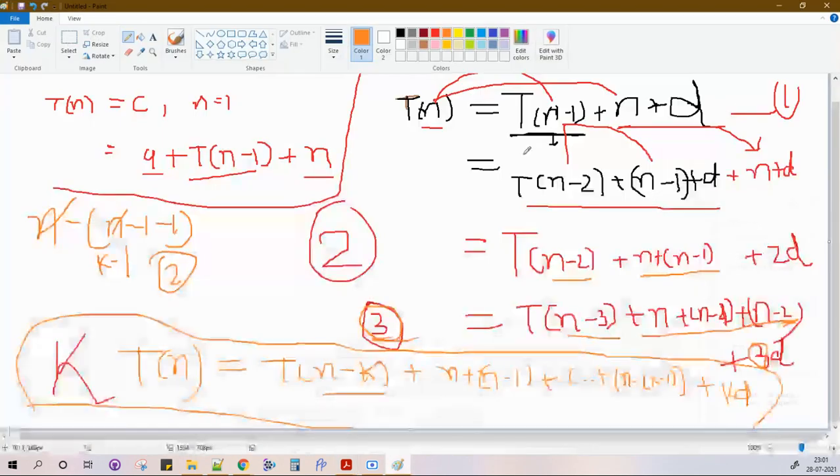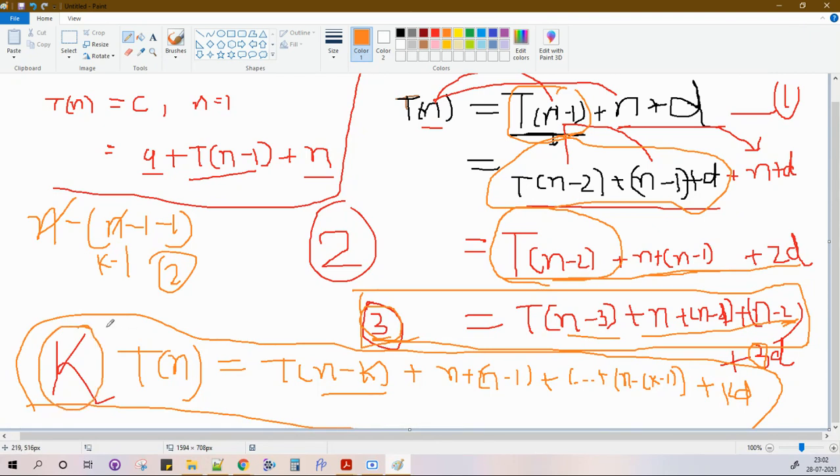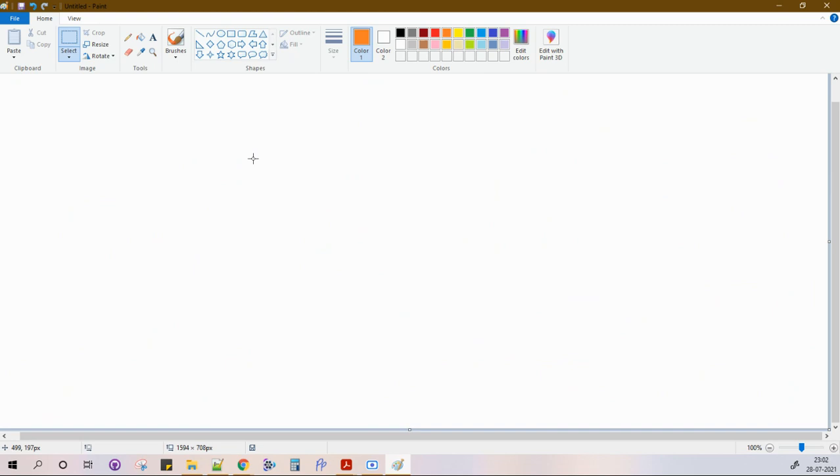You can do it another way also. Just put the equation of t of n minus 1 first, then generalize it, then put the value of t of n minus 2, then get the value at the third recursive step. And after doing 3 recursive steps, you can generalize it for the kth recursive call, or kth iteration, but it is technically a recursive call.